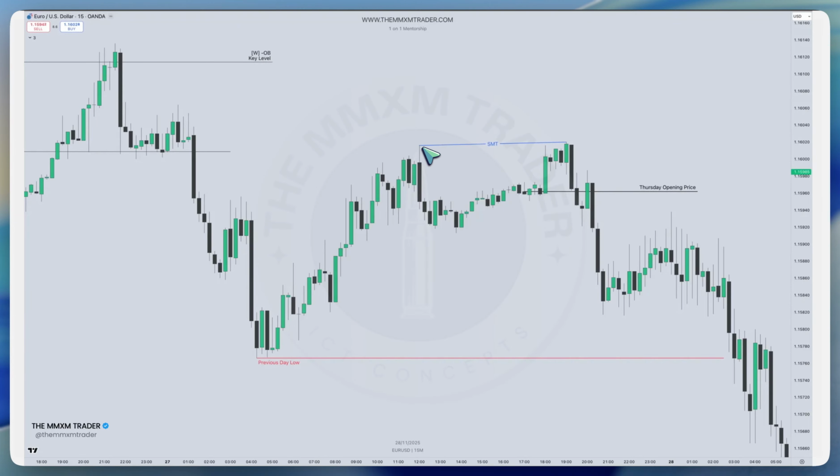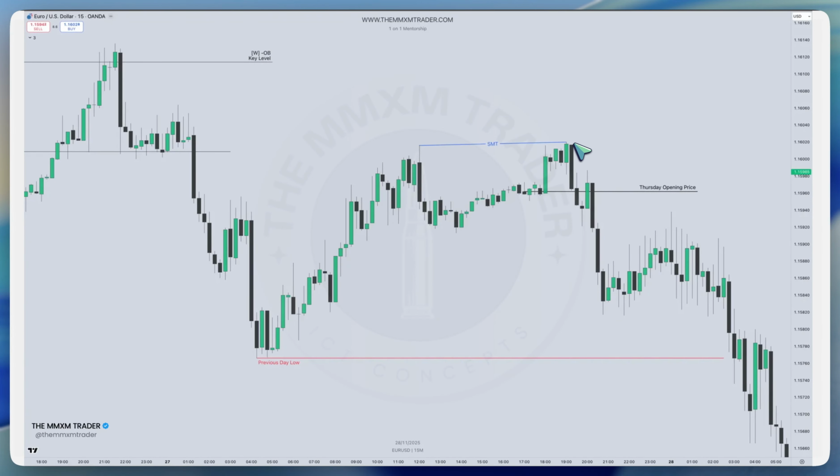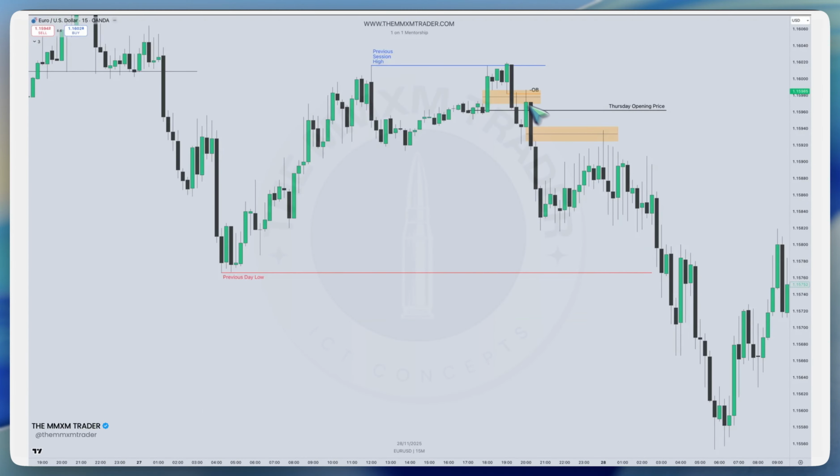Okay, so SMT with the previous session high, right? Crucial. If we look at the dollar, right, it makes a higher low, euro, higher high, right? So SMT, and then we have displacement through the IFVG here. You could be short there, right, for the advanced students. For the students with less experience, I would wait for this entry here. And all you're doing is targeting the previous day's low here.